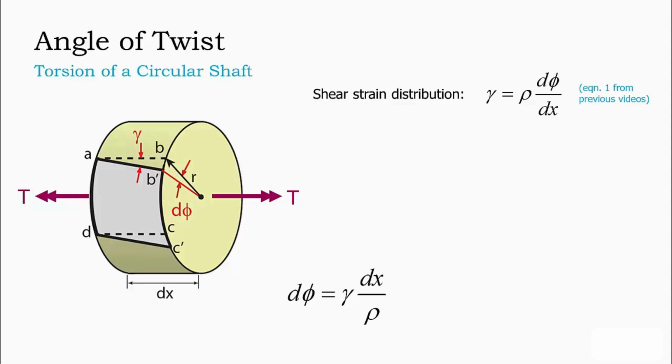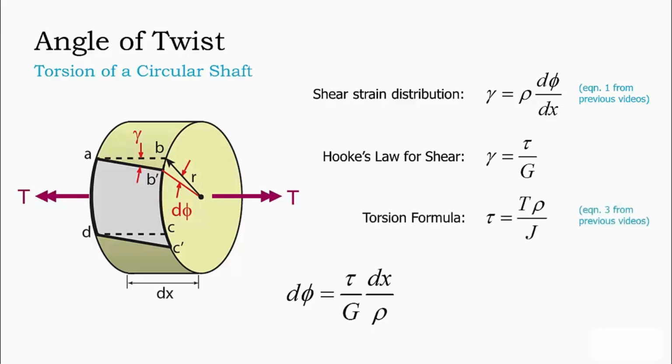Now that we have the angle of twist in terms of shear strain, we need to apply Hooke's law in order to convert from strains to stresses. In an earlier unit on material properties, we established that shear stress and shear strain are linearly related through the shear modulus G. We can use Hooke's law to rewrite the equation for angle of twist in terms of shear stress as shown below.